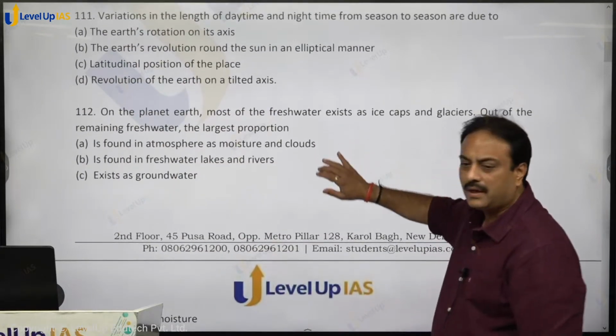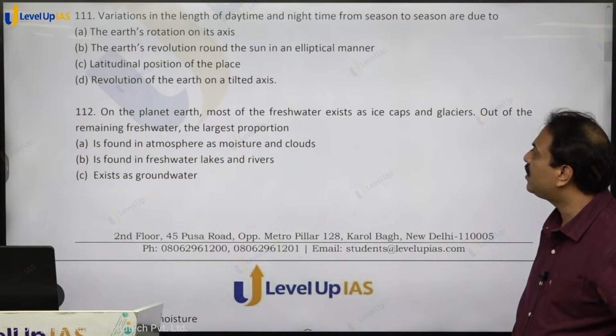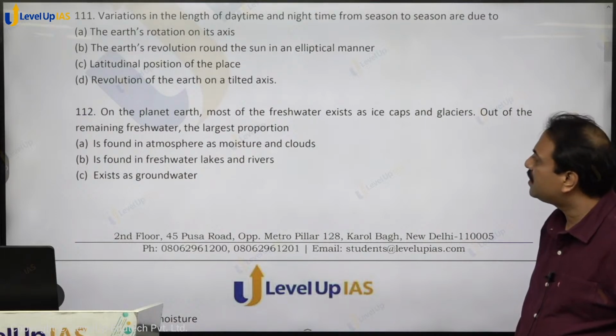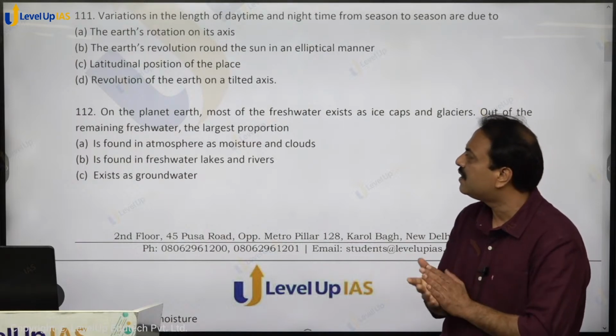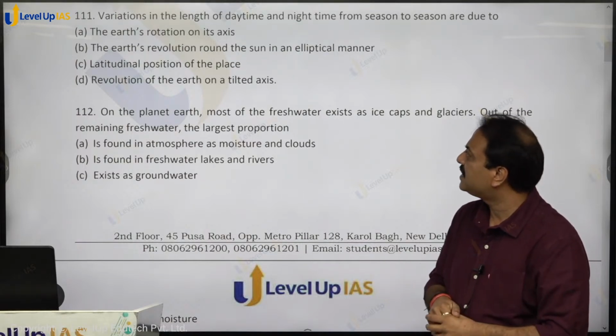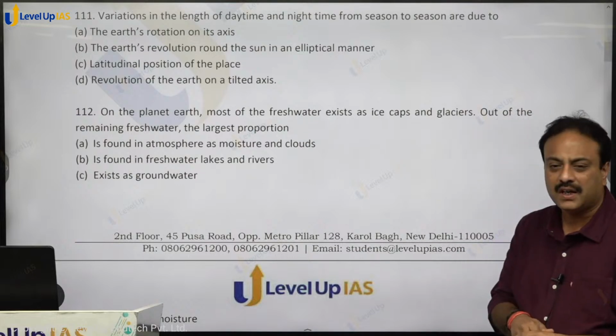Question number 11. Variations in the length of daytime and night time from season to season are due to Earth's rotation on its axis, Earth's revolution around the sun, latitudinal position of the place, revolution of the Earth on a tilted axis.